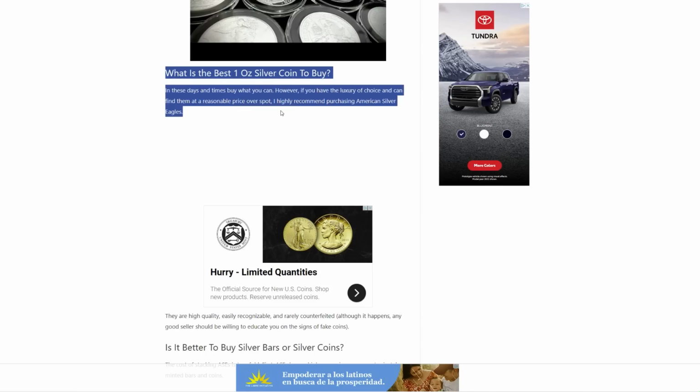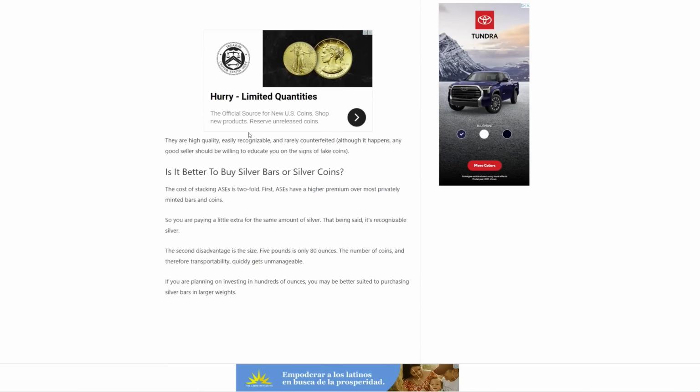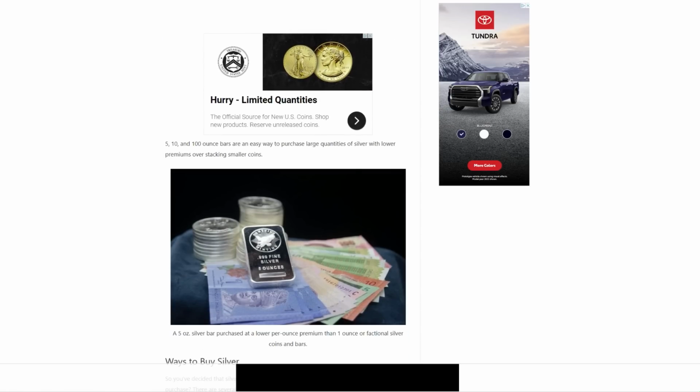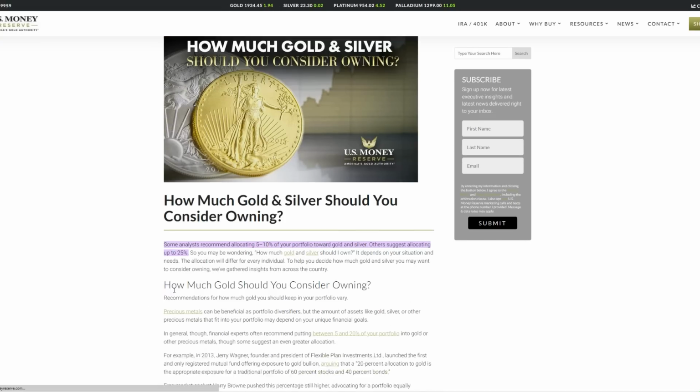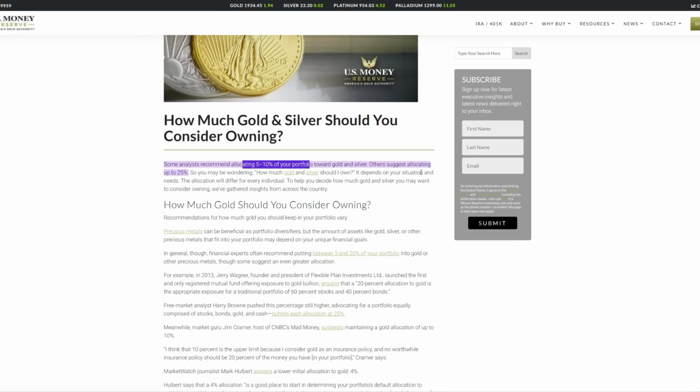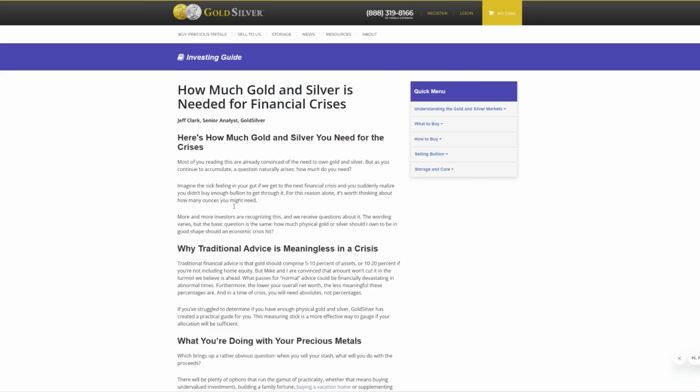What is the best 1 ounce silver coin to buy? We're not going to go into that, so let's go into the next one. This says 5 to 10%. I'm not even going to go in. A lot of people are saying 5 to 10%. What do you think about that?